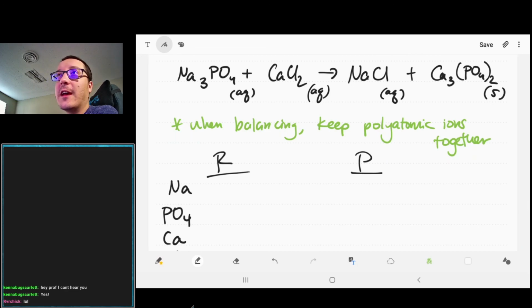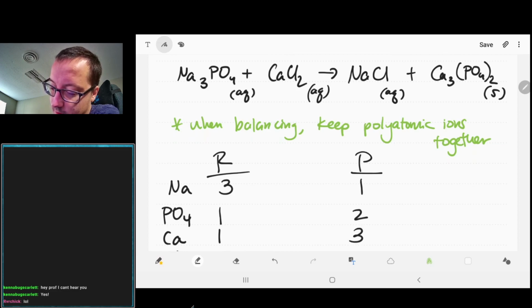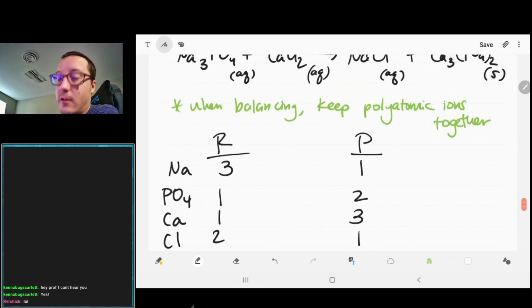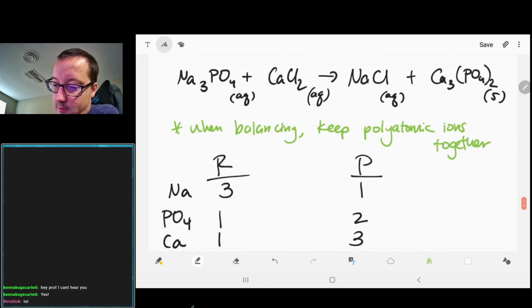So let's go ahead and take a look at the number of each we have. We have 3 sodiums on the left. That's what Na3 means. Na3PO4 has 3 sodiums. We have 1 on the right. Phosphates, we have 1 on the left, 2 on the right. Calciums, we have 1 on the left, 3 on the right. And then chlorines, we have 2 on the left, 1 on the right. So let's just go down the line. Let's see what we get.